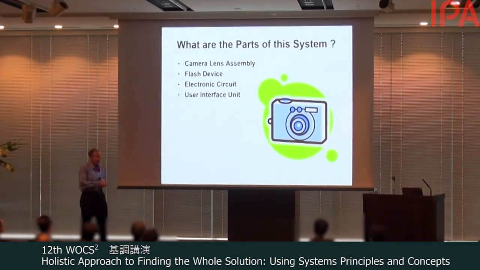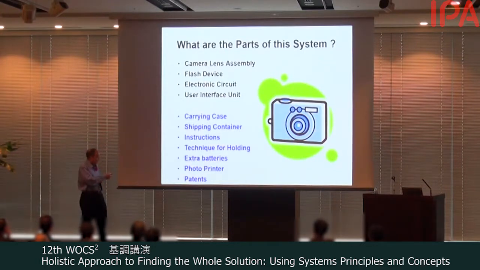It's very common with the camera. Everybody has experience with a camera. So it might be maybe obvious that there are certain parts of the camera: the lens, the flash, the electronic circuit inside, the user interface. But is that the total system? Well, there are other things that make this system behave properly.